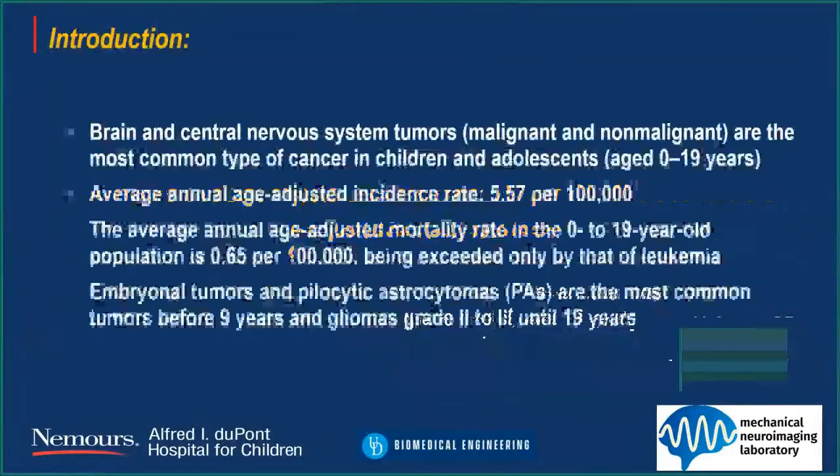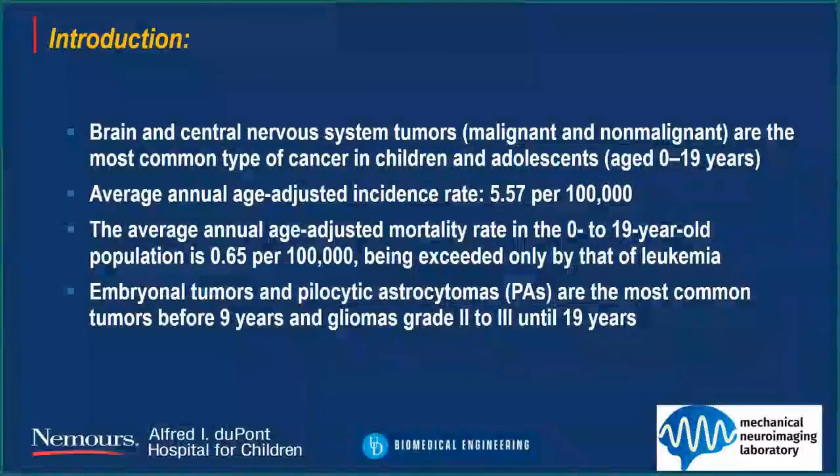So looking at the demographics, brain and CNS tumors are the most common type of cancers in children and adolescents, with an average incidence rate of 5.57 per 100,000. Embryonal tumors and pilocytic astrocytomas are the most common before 9 years, and gliomas grade 2 to 3 up to 19 years of age.